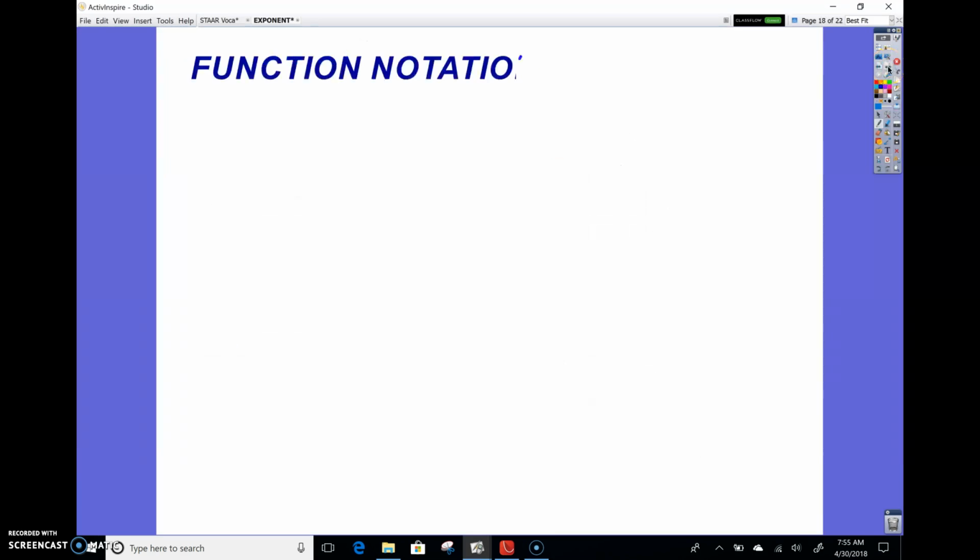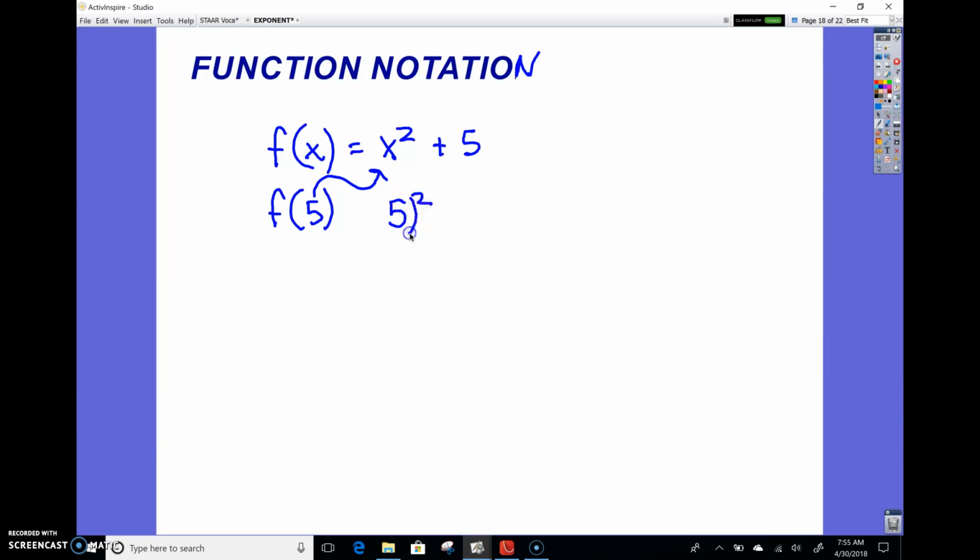Okay, this should say function notation. Function notation, all it is, is this. If I say f of 5, all I'm doing is putting the 5 where the x is. So it becomes a problem like this. But I like to tell my students to put all of them in parentheses.